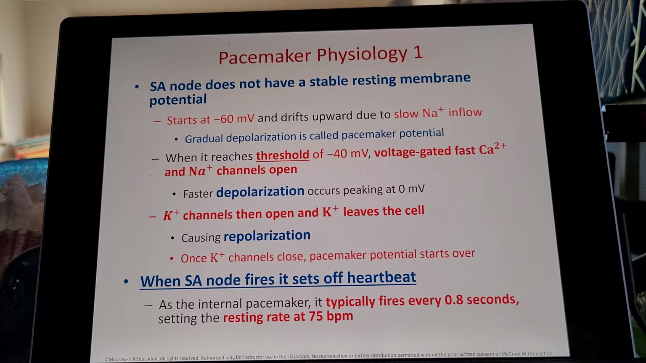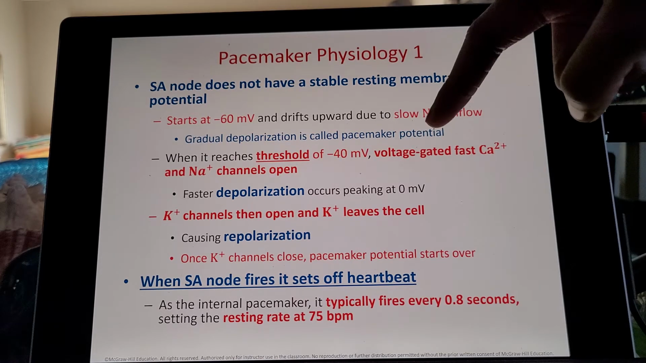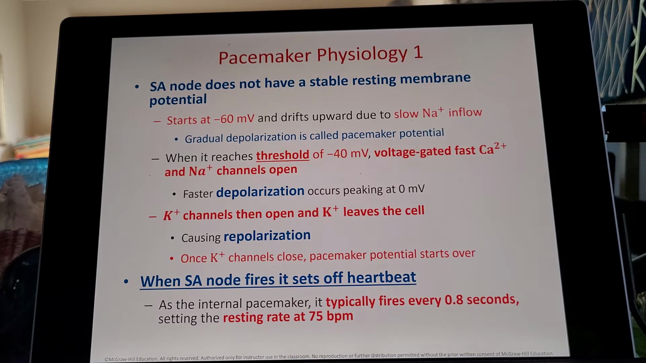That causes our voltage gated, so the change in our voltage opens up that gate. That opens up our voltage gated calcium and sodium channels. They now are open, and so we're now in our first section, which is depolarization. Eventually, you're going to also go into repolarization, and this is just for our pacemaker.